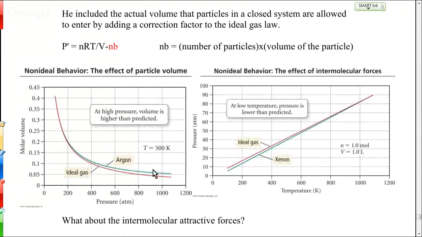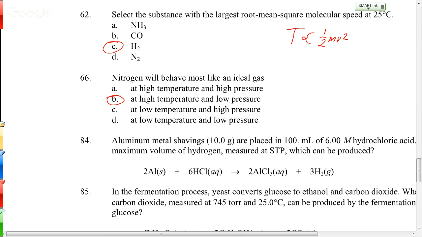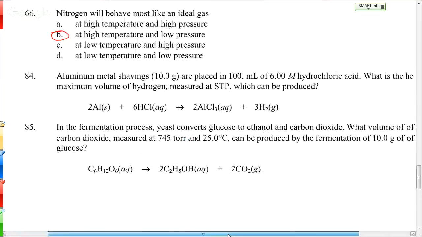You see, at high pressure, volume is higher than predicted because of the space that the individual atoms or molecules take up. And then at low temperature, the pressure is lower than predicted because of the intermolecular forces, because of the inelastic collisions. And the fact that the gases are kind of pulling each other toward each other. All right.